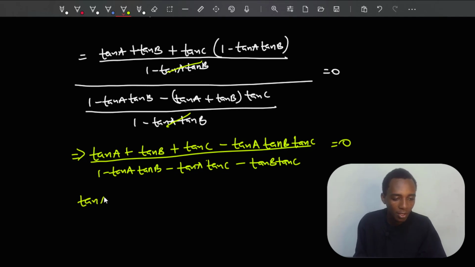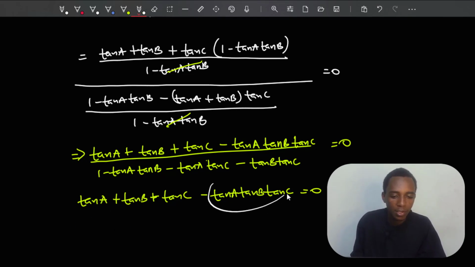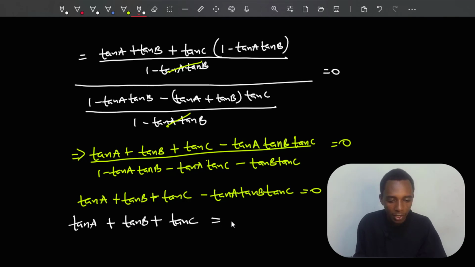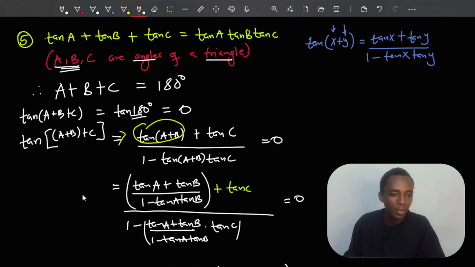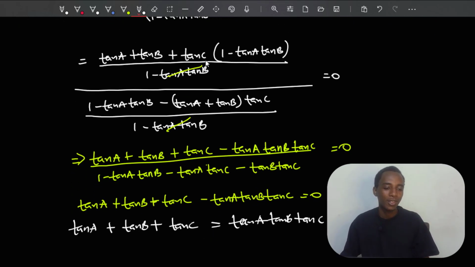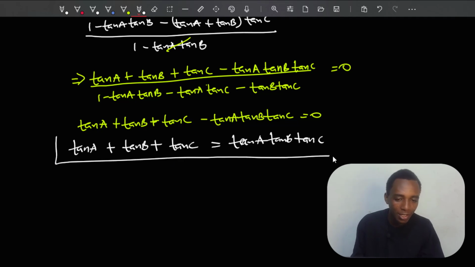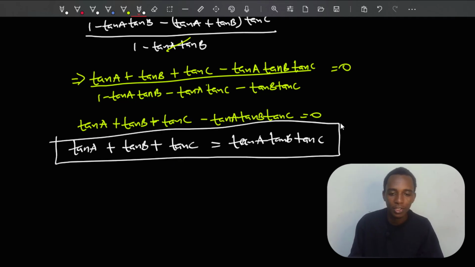So I have tan A plus tan B plus tan C minus tan A tan B tan C equals 0, which I can now take over to the right hand side. So I'll just have tan A plus tan B plus tan C equals tan A tan B tan C, and that's what we actually wanted here. Tan A plus tan B plus tan C equals tan A tan B tan C, and we've proved this, which is a nice one.